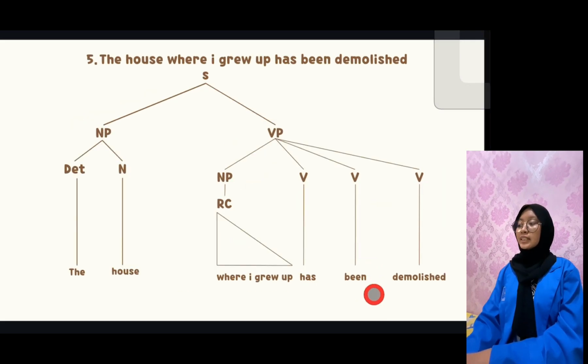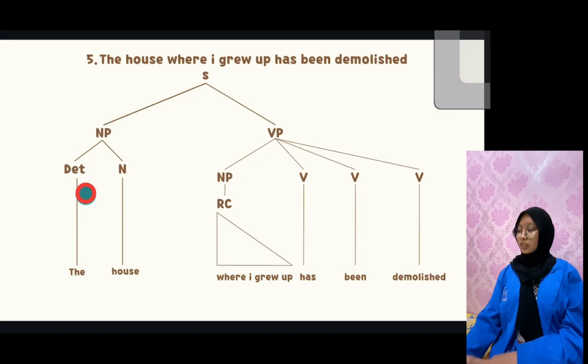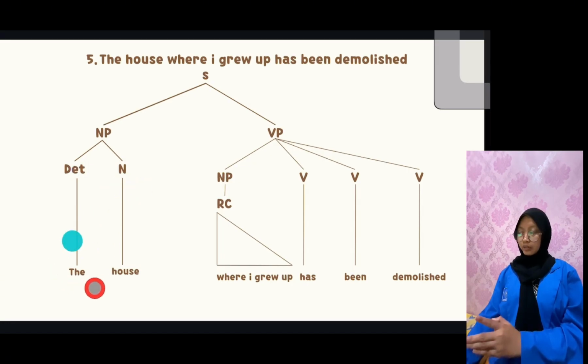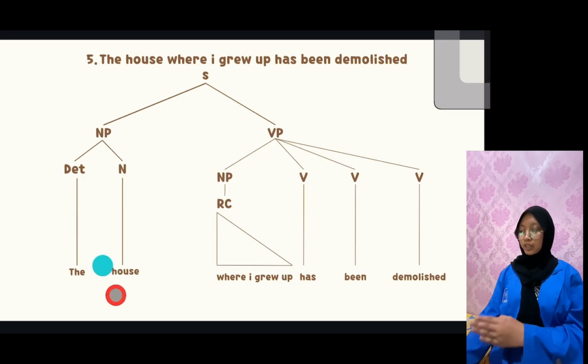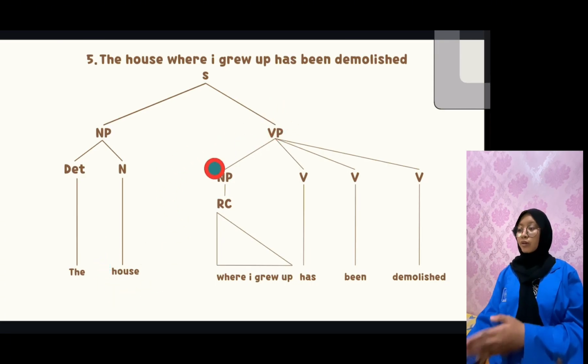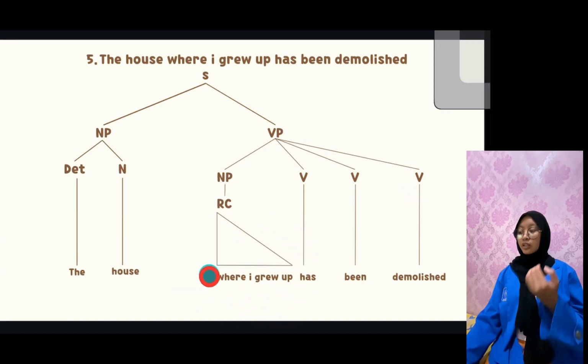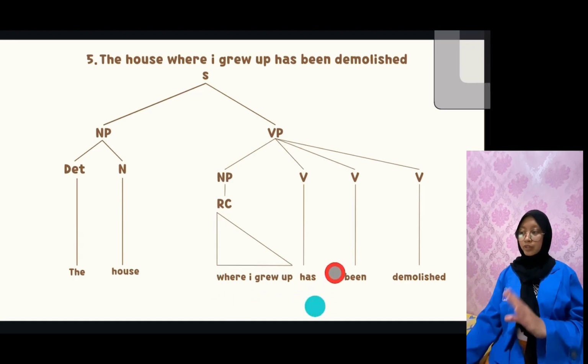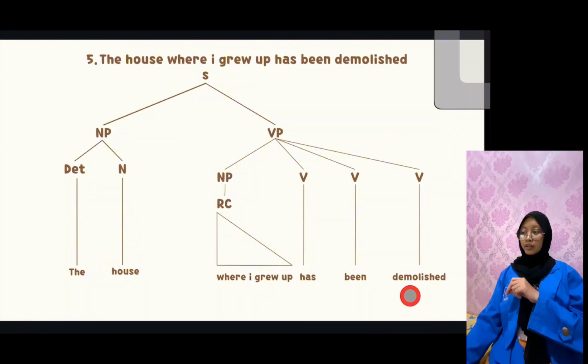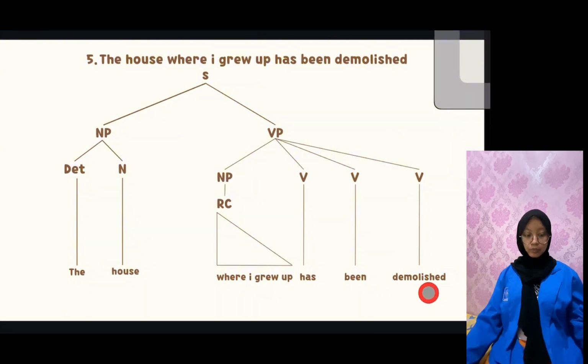And last but not least, the sentence is: the house where I grew up has been demolished. So in here, for the noun phrase, we can see there is a determiner and a noun. For the determiner, we have the word the, and for the noun, we have the word house. And for the verb phrase, we divide it into a noun phrase and three verbs. For the noun phrase, it is a relative clause, which is the clause where I grew up. And for the verbs, the first verb is has, the second verb is been, and the third one is demolished.